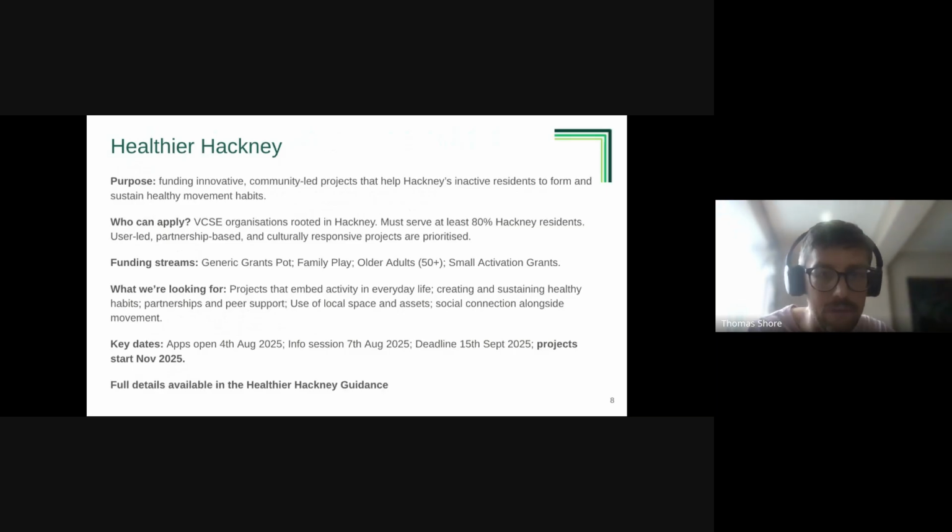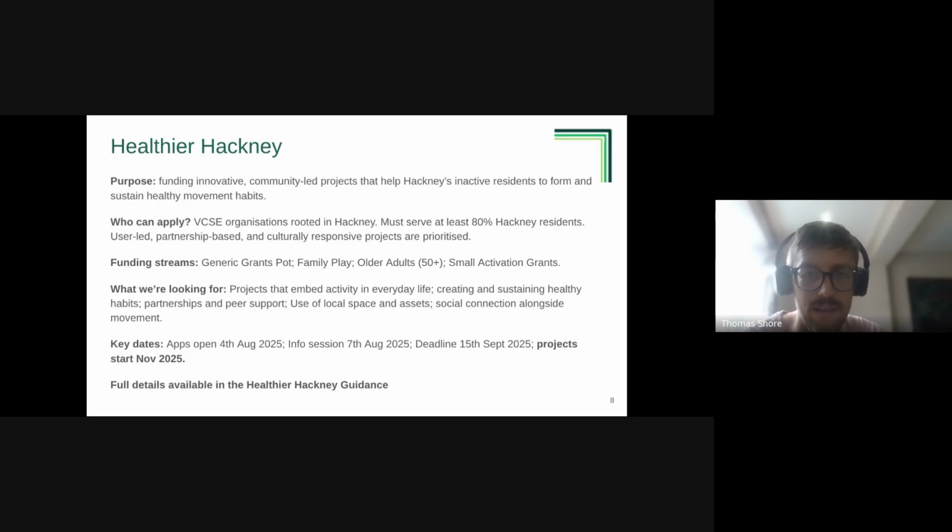And finally, we've got the Healthier Hackney Fund. This is, as I said, run in conjunction with Public Health and based on previous Healthier Hackney grants. The purpose of this is to fund innovative community-led projects that help Hackney's inactive residents to form and sustain healthy movement habits. VCS organisations rooted in Hackney can apply.